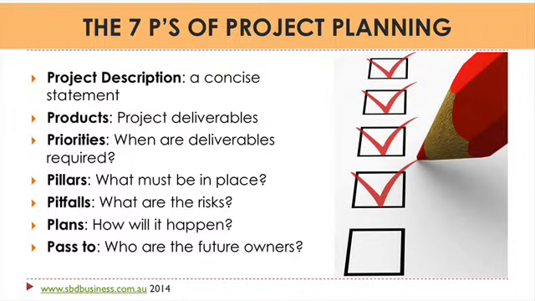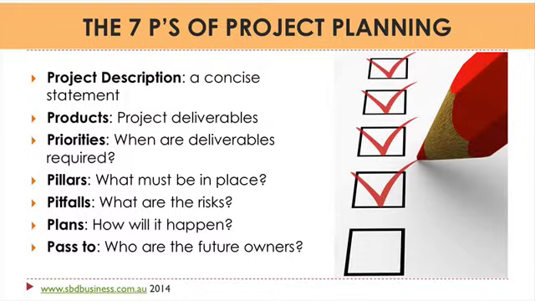The first one is the project description. So what's a concise statement of what it is that you want to achieve? So what are our objectives? What are we aiming to do with this project? Okay, so it's a concise statement of what you're hoping to achieve.